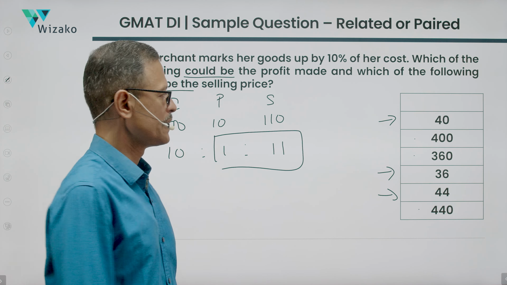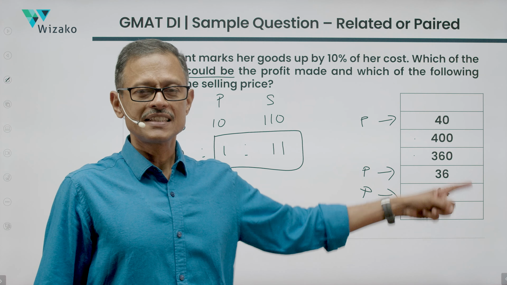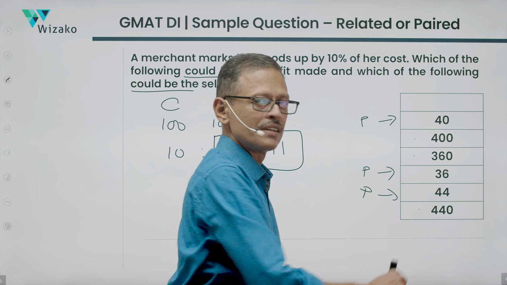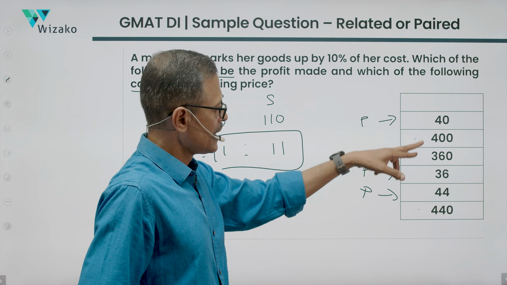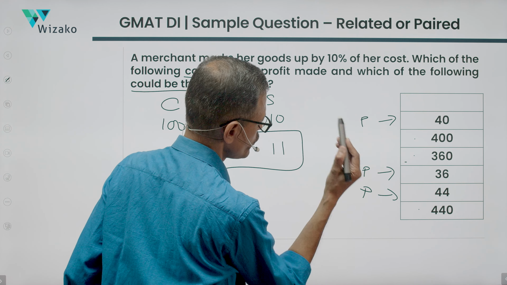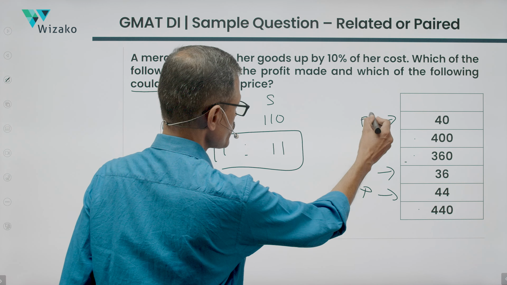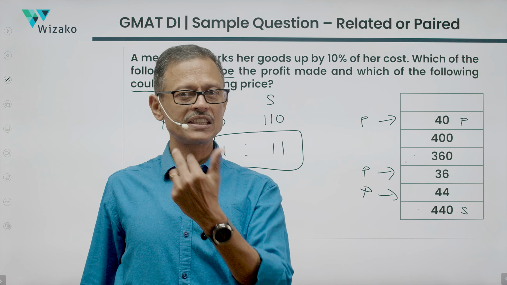Now what we are going to do is pick each one of them and check, is there an answer among the other three which is 11 times this? So if it is a 40, 11 times, this is 10 times, this is 9 times, this is 440. So this could be your profit and this could be your selling price. Will it work with 36? 36 times 11 is 396. We don't see it. 44 times 11 is 440 plus 44, which is 484. Even that is not there.